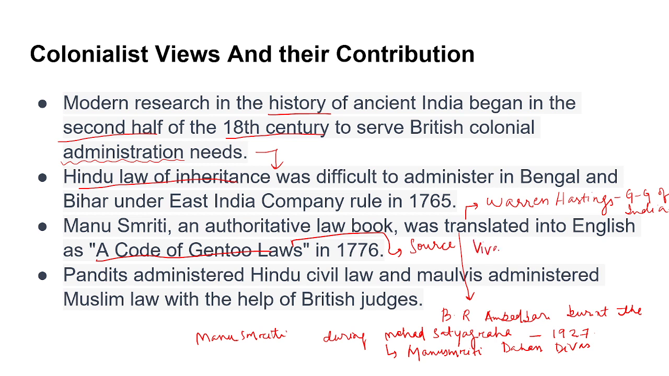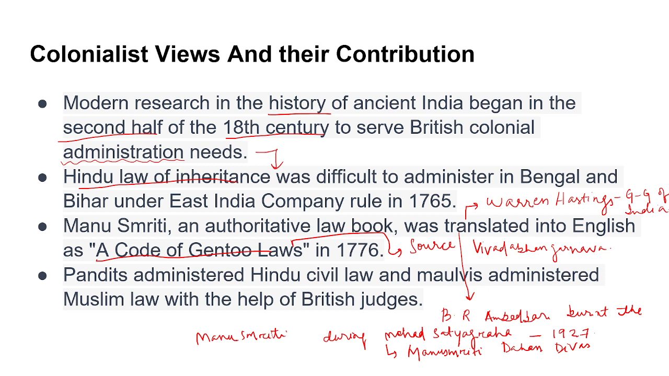It was Vivada. In prelims you can get these kind of questions, right? It becomes very important for you to know these small informations. These are data. आपको ये डेटा बहुत हेल्प करेगा. तो इसका सोर्स क्या था? कोड ऑफ जेंटू लॉज का सोर्स था विवाद भंगर नवा.